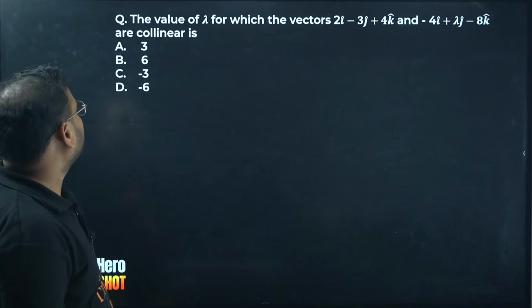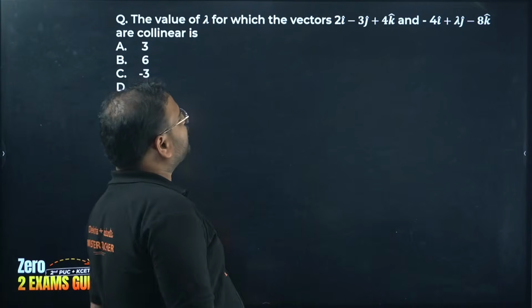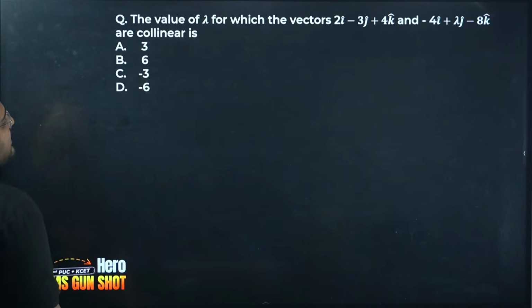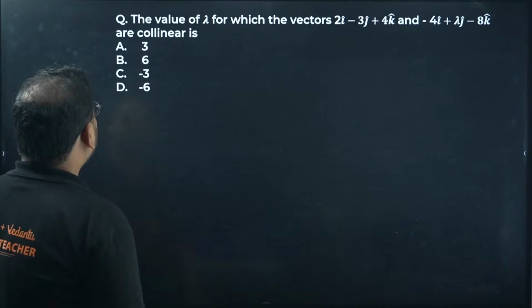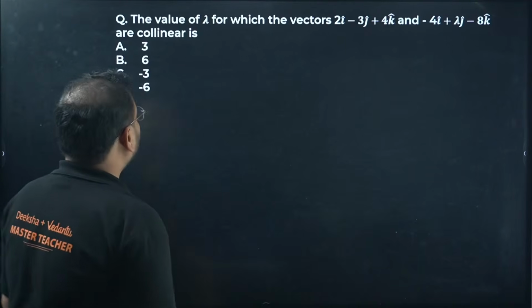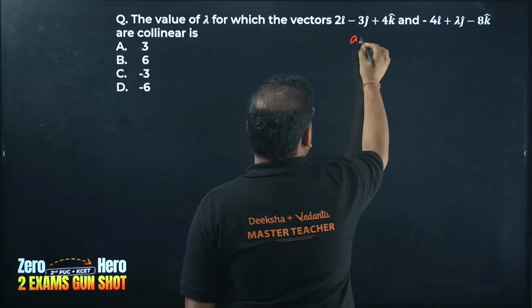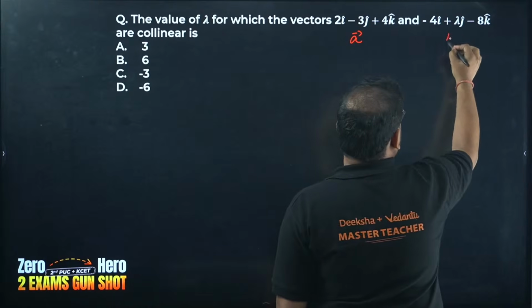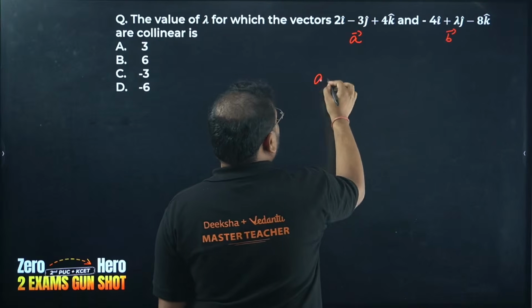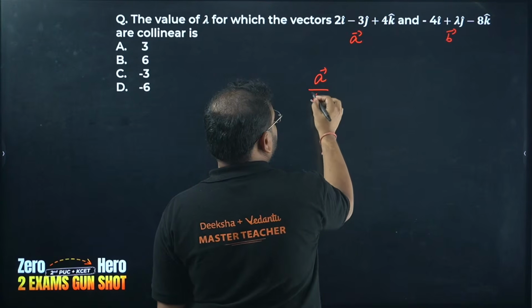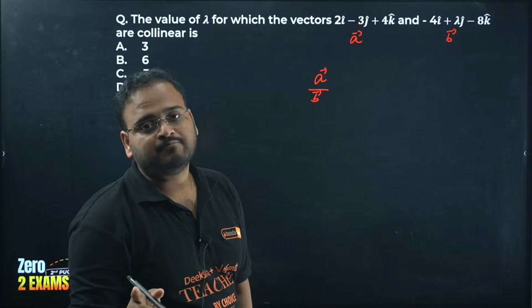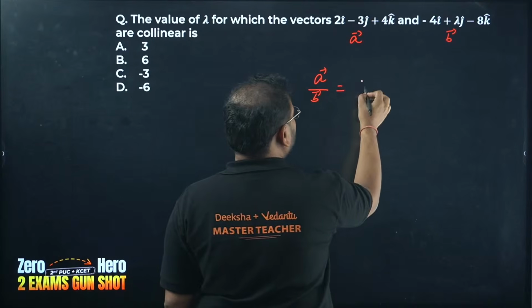The question on this now: the value of lambda for which the vectors 2i minus 3j plus 4k and minus 4i plus lambda j minus 8k are collinear. Collinear. What did I say? Let's say this is my vector A and this is my vector B. Check here. Vector A by B should be having a constant as some lambda.